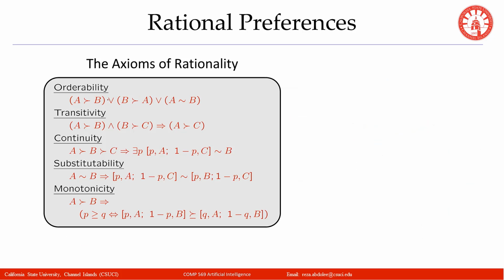So let's take a look at the other ones and see how you could read these mathematical expressions and translate them into real life in practice. The first one is orderability. So an agent could prefer A over B, or B over A, or be indifferent between A and B. So that makes sense.